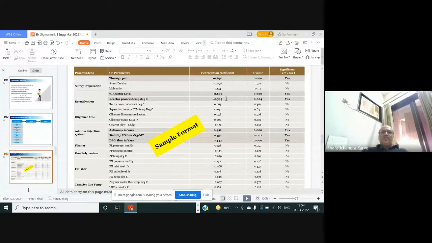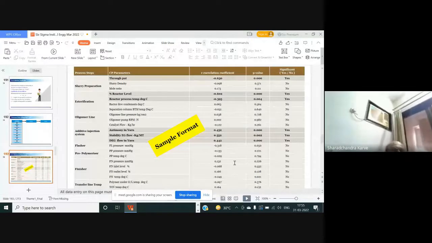So let us look at the process parameters. The reactor level, this is again minus. The reactor process temperature, which is again minus. If your p-value is less than 0.05, it is called significant. If it is not less than 0.05, we call it not important. So it is very easy to identify which are the parameters playing a role in decreasing or increasing something, depending on the relationship or what we are looking for.